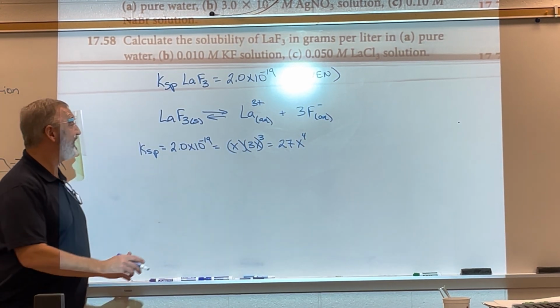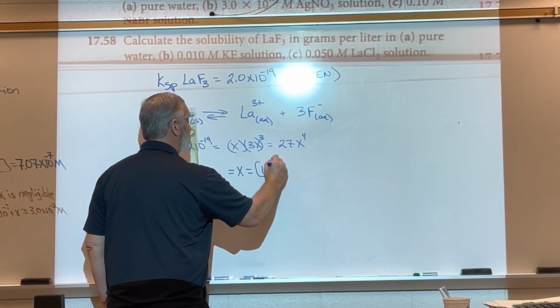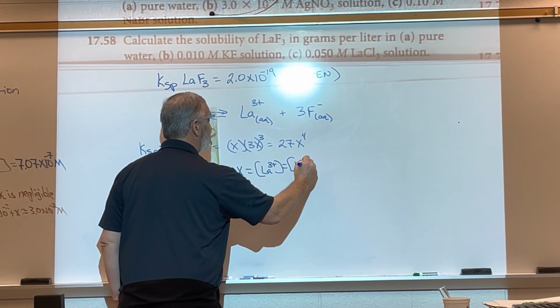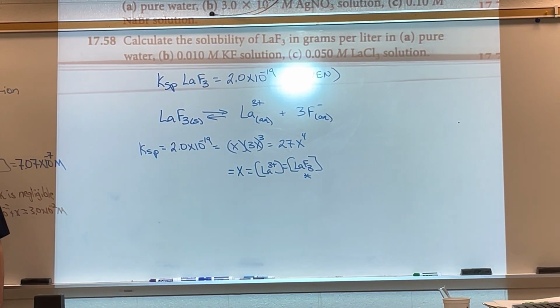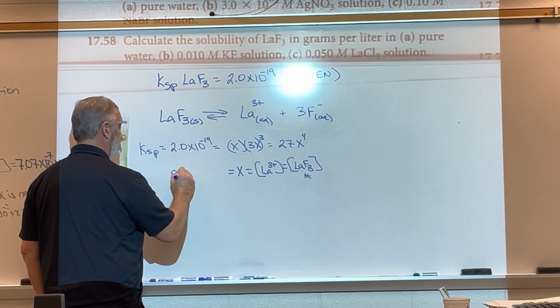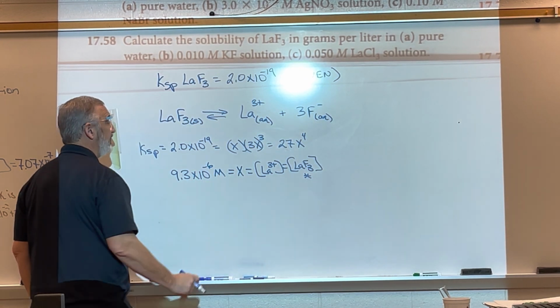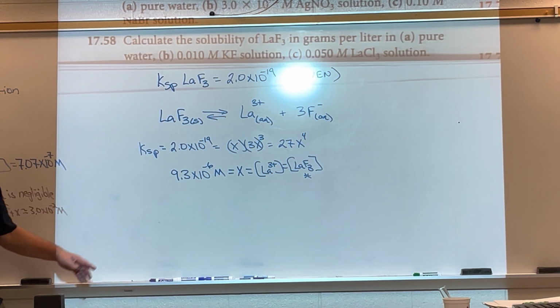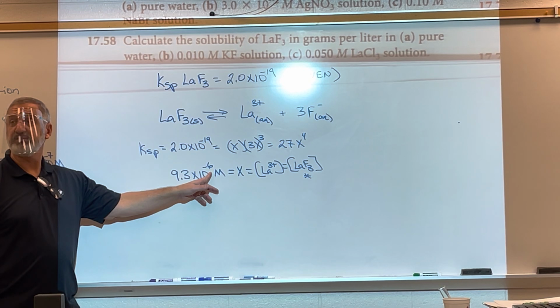So x, in this case, is going to equal my La3+, which is going to equal my LaF3, which is the one we're worried about. That's the one we want. That's what the question's asking for. And what does that equal? We're dividing by 27, taking the 4th root. 9.3 times 10 to the -6. Again, that's not very concentrated at all. Very little is coming into solution.